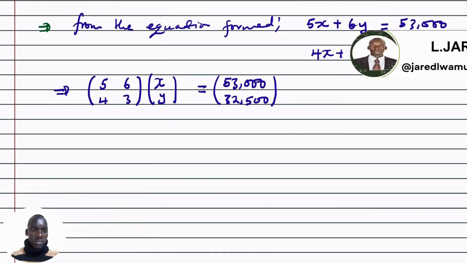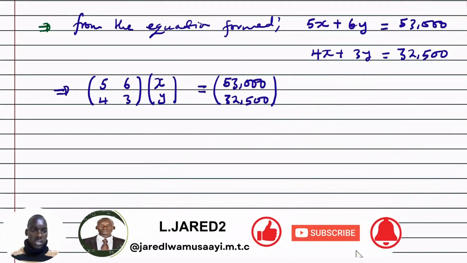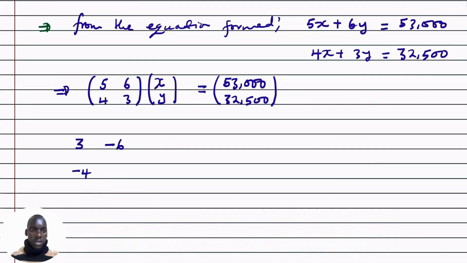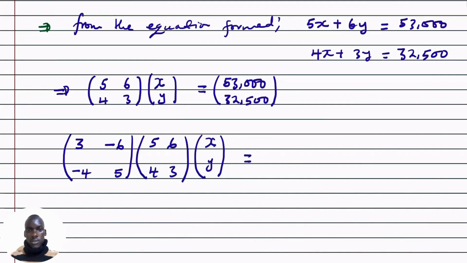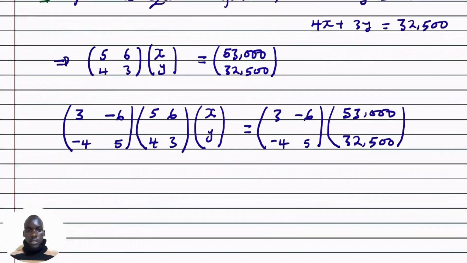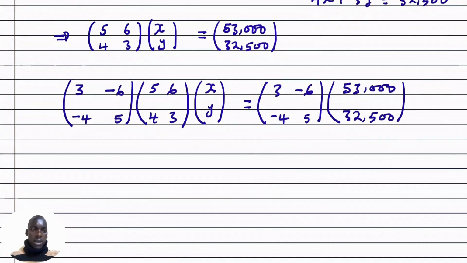This is what I mean. Remember the adjunct we got, it is 3, negative 6, negative 4, and then 5. It is going to multiply the whole of this. So we have the 5, 6, 4, 3 matrix, and still we multiply on the right: we have the 3, negative 6, negative 4, 5, multiplied by the expenses, which are 53,000, then 32,500.